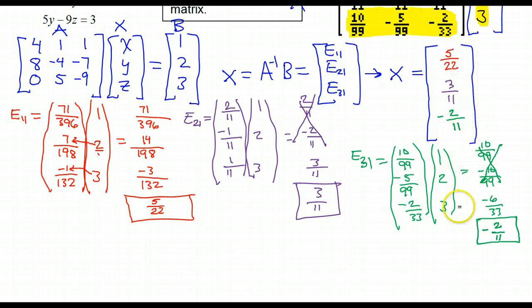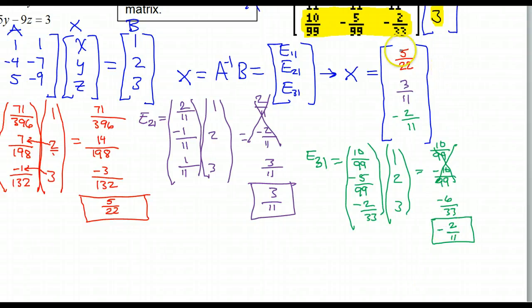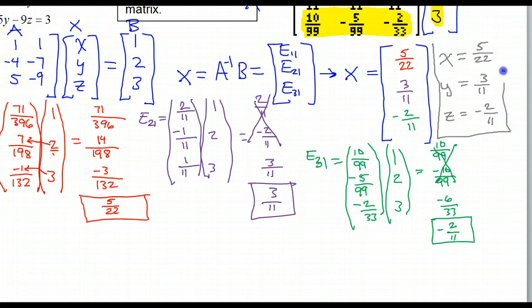Alright, so these are the 3 values. So that means, in the end, we have this. X equals 5 over 22. Y equals 3 elevenths. And Z is equal to negative 2 elevenths. So this is the final answer. I could also write the answer as an ordered pair, as 5 over 22, comma, 3 over 11, comma, negative 2 over 11. Either way.